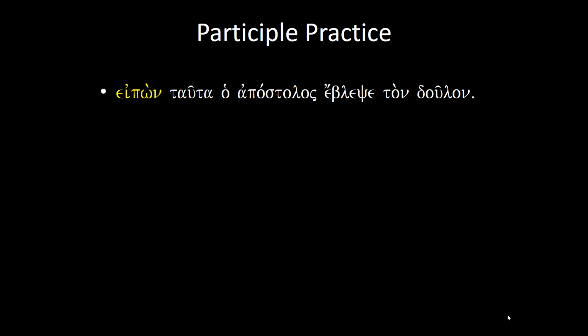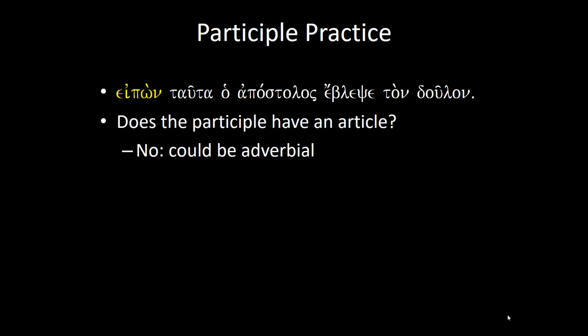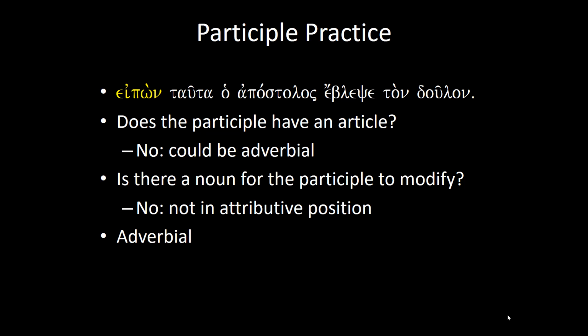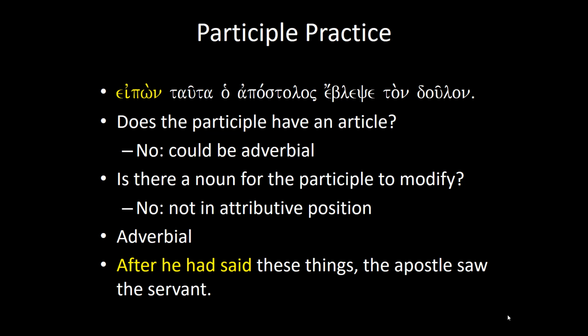Epon tauta ha apostolos eblepse ton doulon. Does the participle have an article? No. Could be adverbial. Is there a noun for the participle to modify? No. So it's not in the attributive position, so it's not an attributive participle. This one turns out to be adverbial. You could try an adverbial option or a substantival option. If we've got all of the other elements in the sentence, we're not missing any noun, that decreases the likelihood of something being substantival. This one is adverbial. After he had said these things, or after saying these things, the apostle saw the servant. This one is aorist, so we use that keyword after.